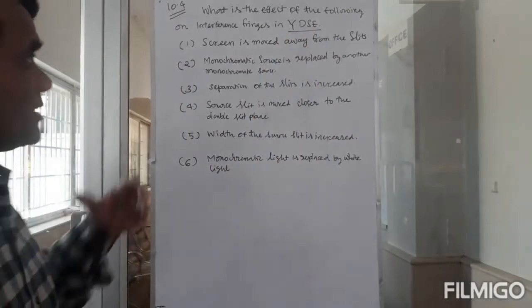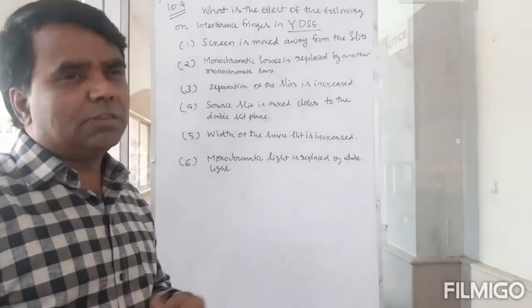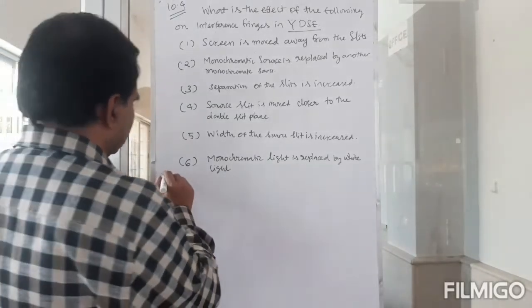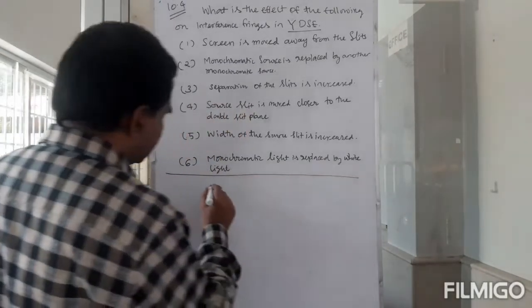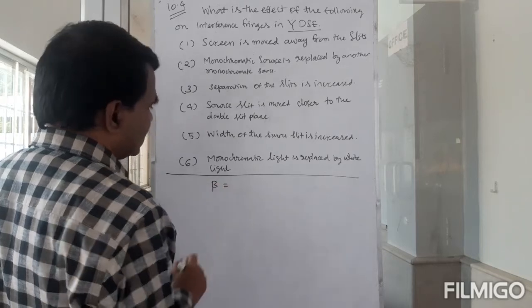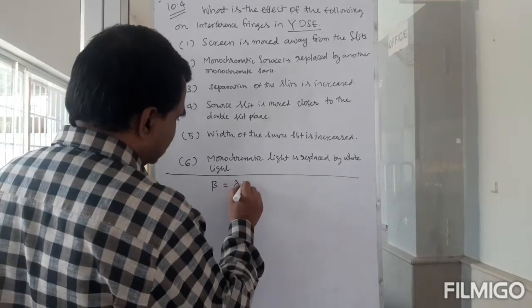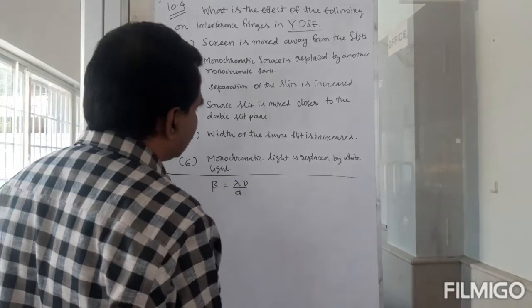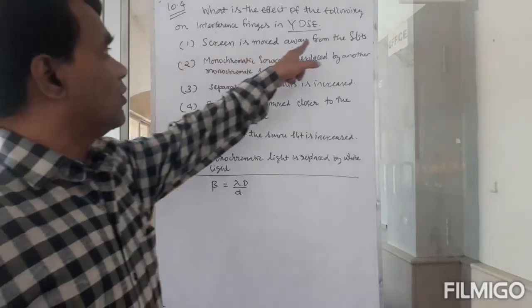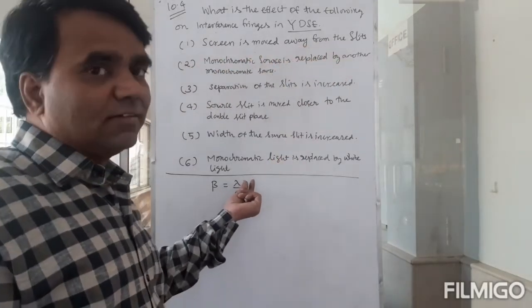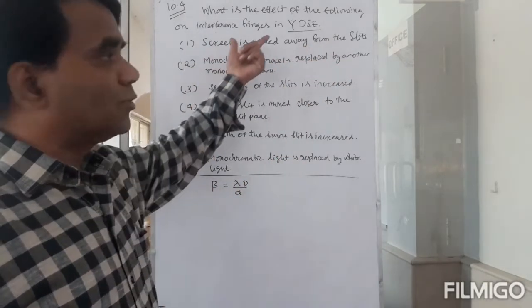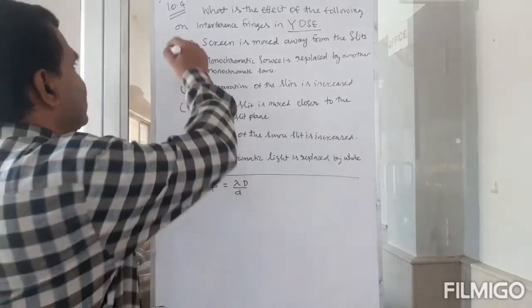Okay, one: the screen is moved away from the slits. Well, we know this. So what's the bandwidth? Bandwidth is given by lambda D by d. So if the screen is moved away from the slits, then D is increasing, which means the bandwidth will increase. So this we already discussed.